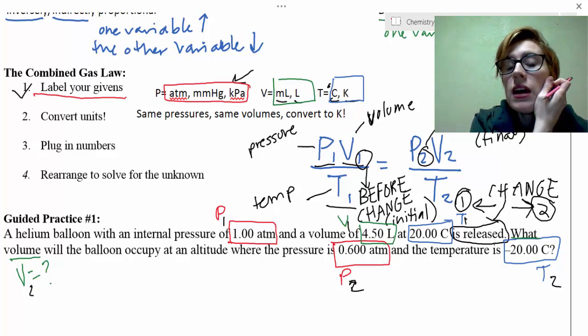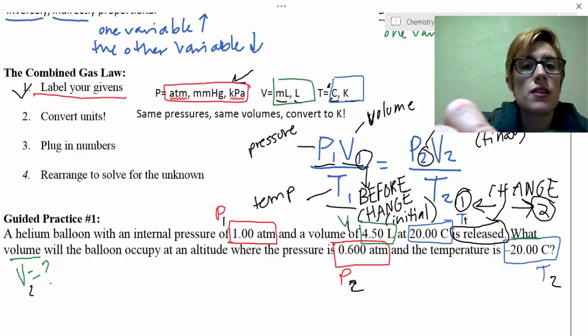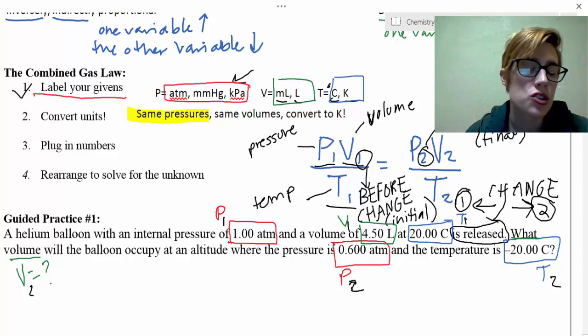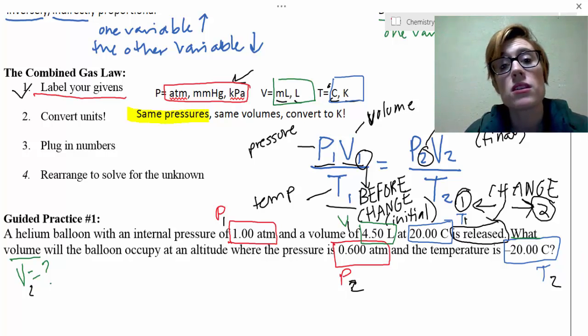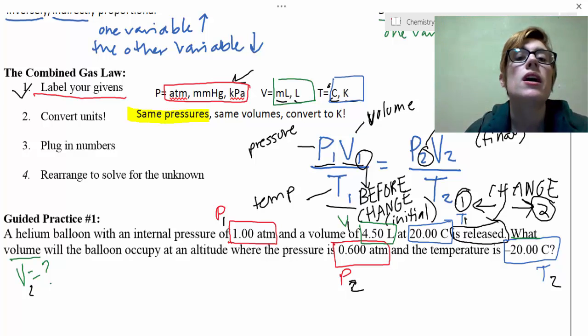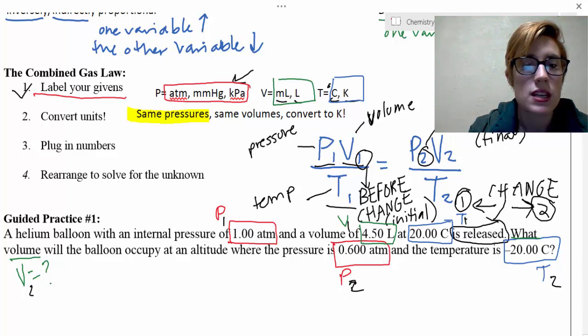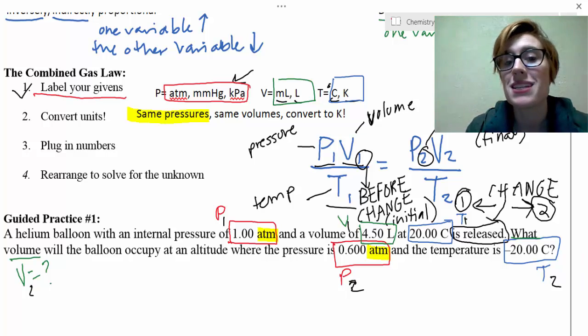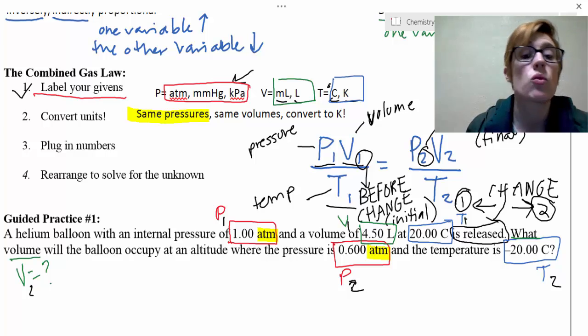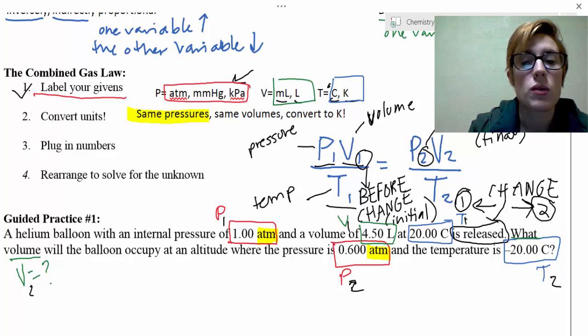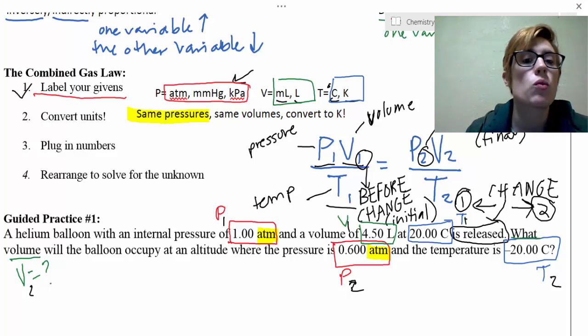That's the first part. Now, the second step is to convert units. This is really, really important. It doesn't matter what pressure unit you're in. It could be ATMs, millimeters of mercury, or kilopascals, but whatever the pressure unit is, it's got to be the same. So if P1 is in ATMs, then P2 also has to be in ATMs. If one of them is not in the same unit, then you need to convert one of them. For example, if this was in ATMs and P2 was in millimeters of mercury, we'd have to convert one of them. It wouldn't matter which one you convert to, they just have to be the same unit.